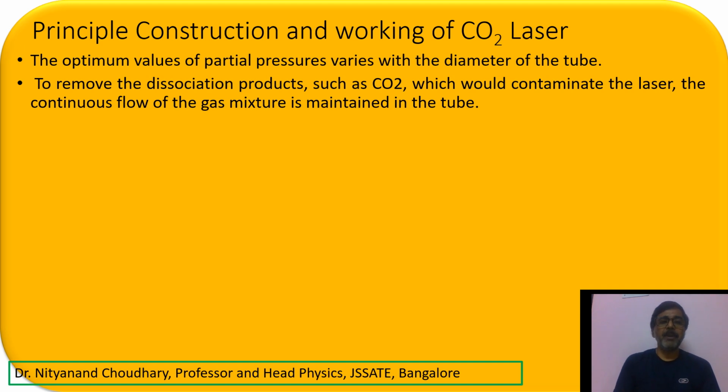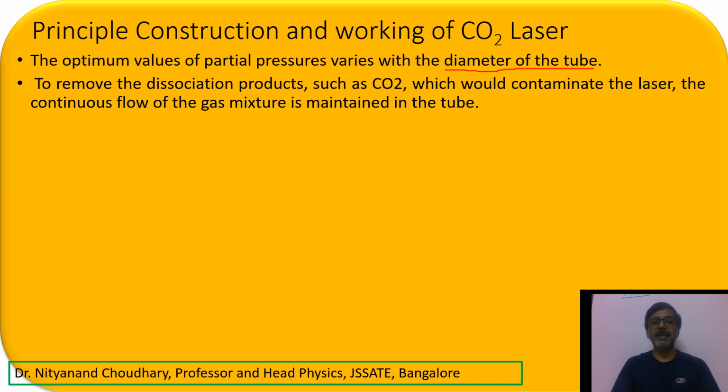The optimum value of the partial pressure varies with the diameter of the tube. All right, so we are continuing a bit more with the construction. Now here we have three gases. What are those gases? Carbon dioxide, helium, and neon. These gases have been filled up with a particular partial pressure. The value of the partial pressure I have not written, because this may vary with the diameter of the tube. Here I have taken 2.5 centimeter as the diameter. It does not mean the diameter will always remain fixed.